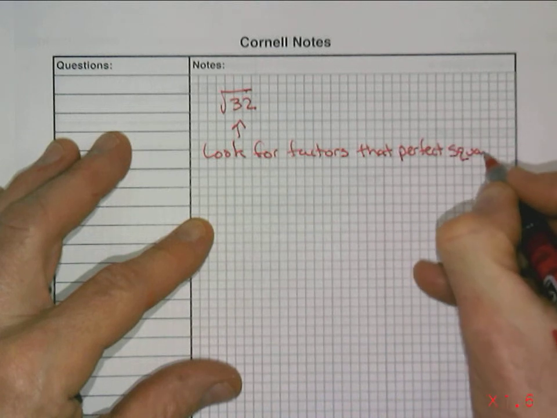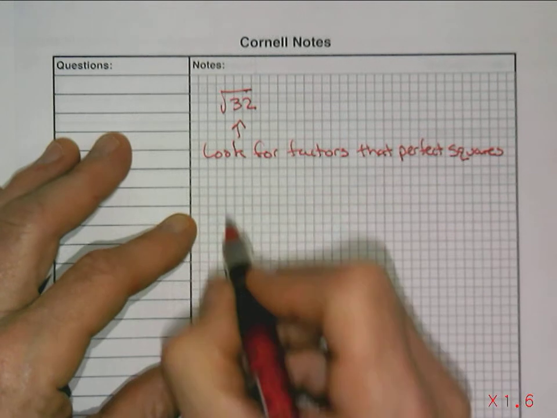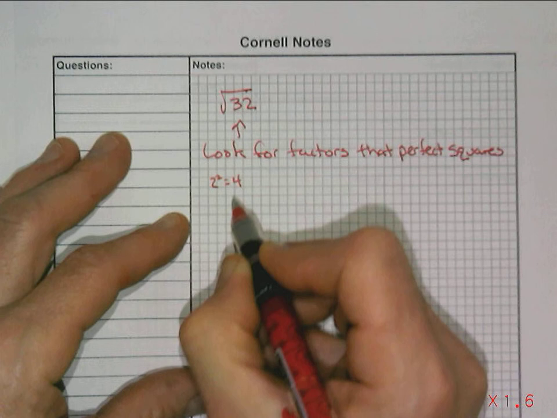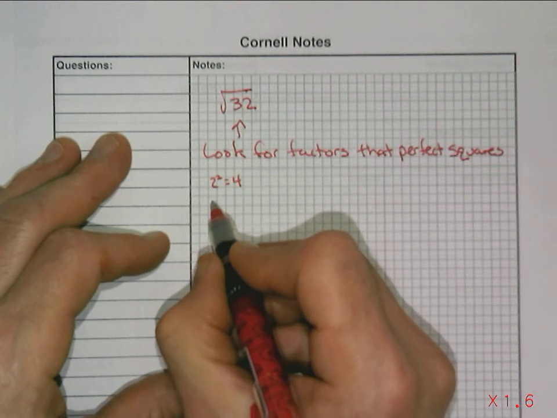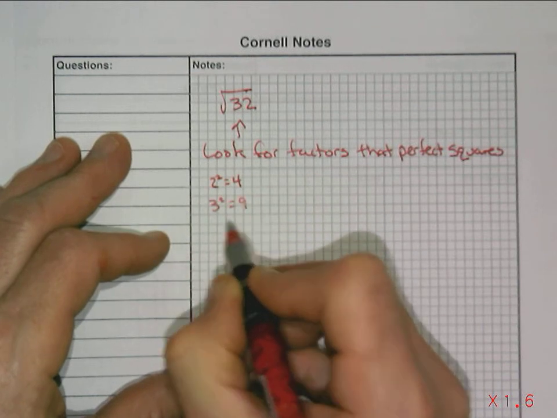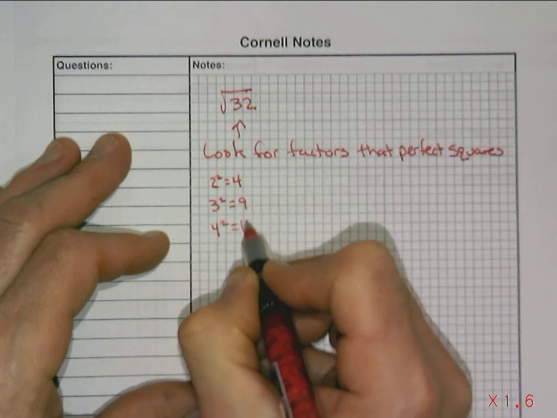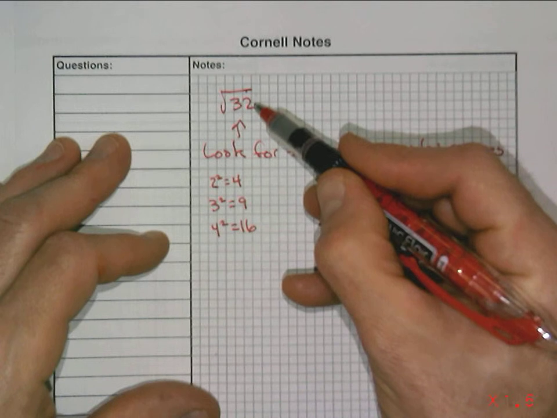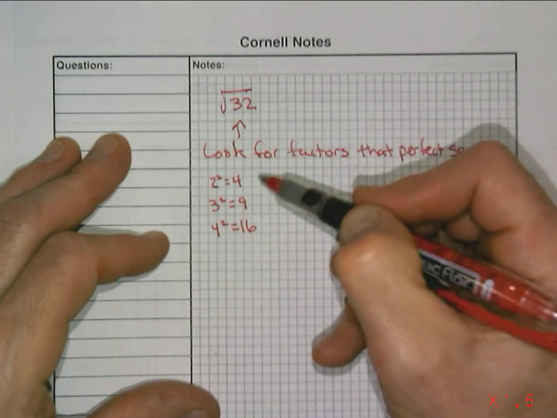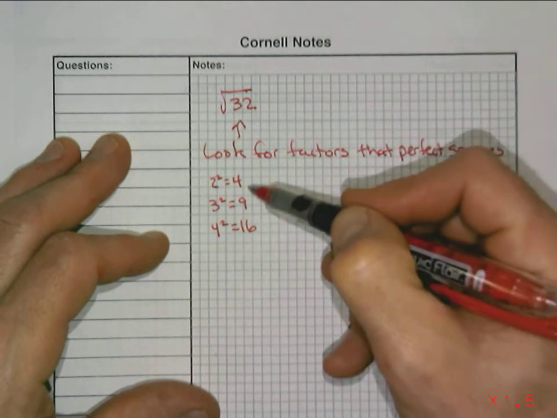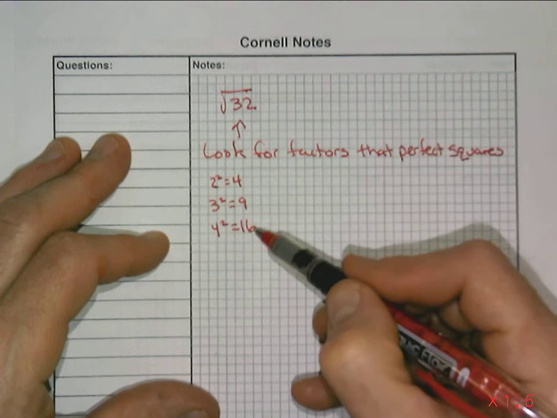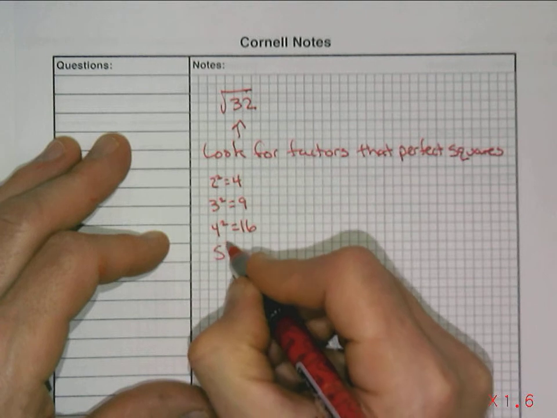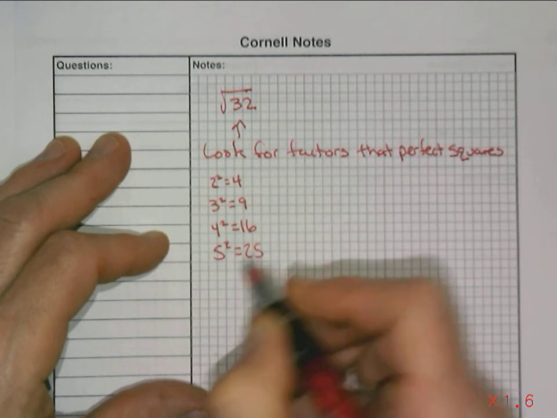So if I think about my perfect square numbers, like 2 squared is 4, and 3 squared is 9, and 4 squared is 16. And I could have right away said, well, 4 is a factor of 32, so that might work. These are perfect squares. But also 16 is a factor. Now let me do a couple more just so I have them. 5 squared is 25, and so on.